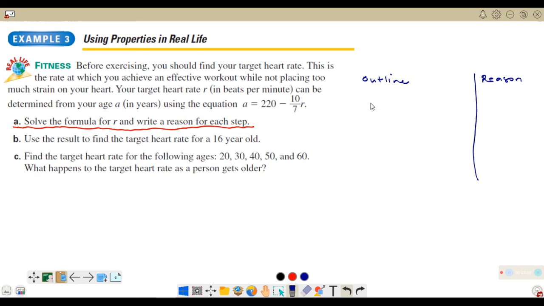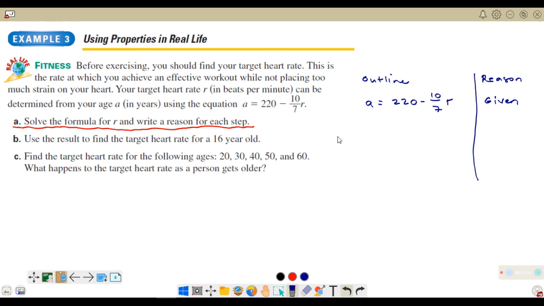So, we will start, of course, with the given. Ito yung pinakamadali sa outline ng proof, ang mag-cite ng given. A is equal to 220 minus 10 over 7 R. The reason is because it is the given. Okay?